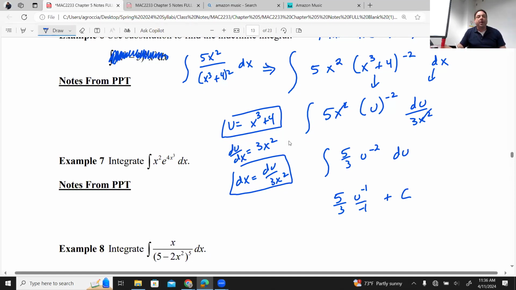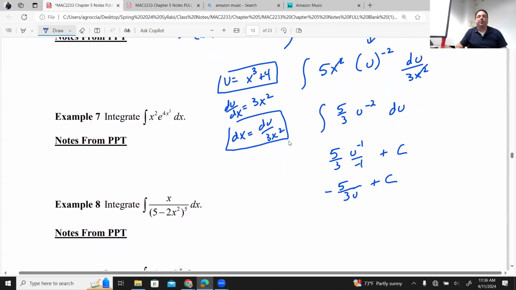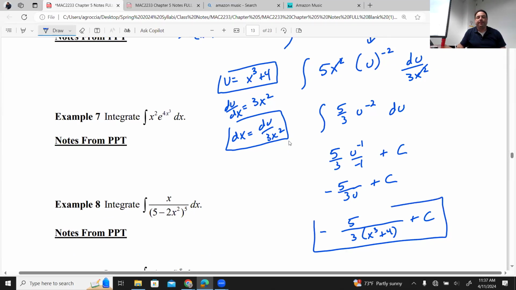That's it. Now we're going to clean it up. 5/3 times -1 is -5/3. I can make that u to the 1 go to the bottom, so it's u to the +1, plus c. And I don't want my final answer in terms of u, so I'm going to go ahead and change this to -5/3 over instead of u, x to the third plus 4. Don't forget your plus c. Okay, we're going to pause right there, see if we have any questions.